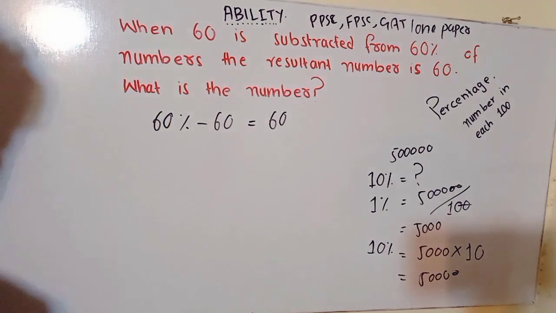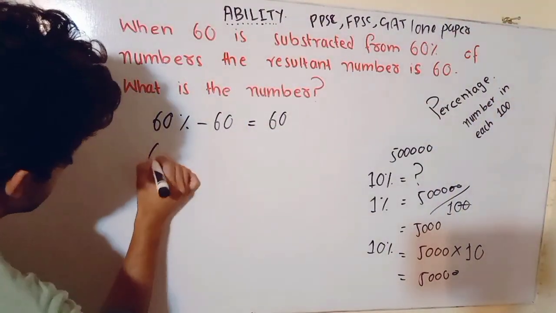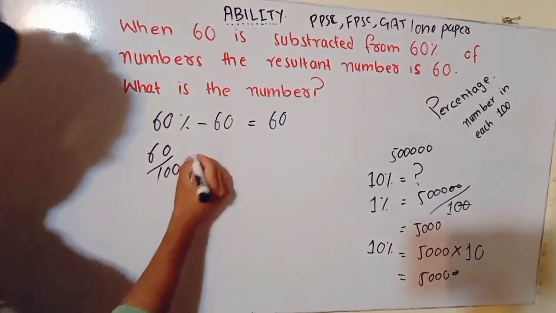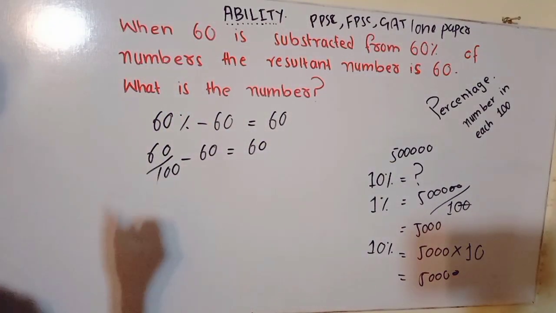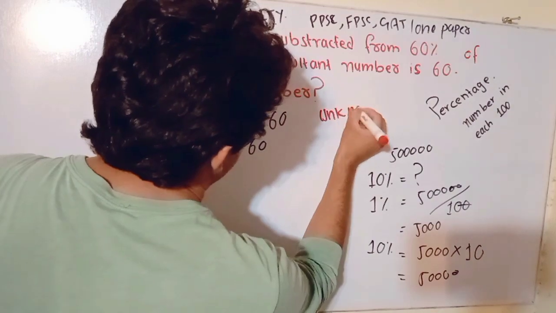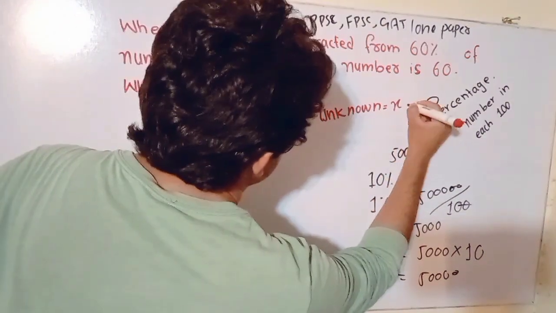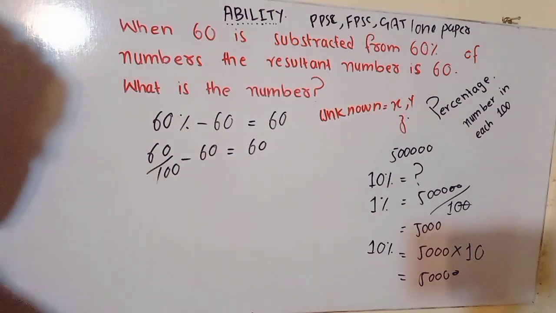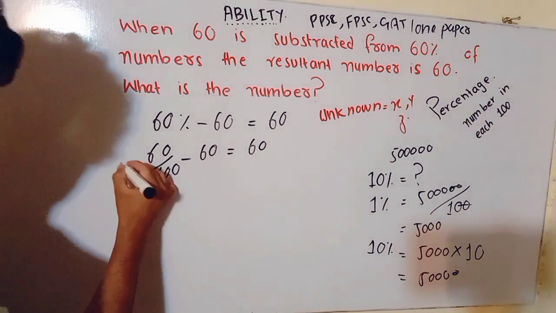When we remove this percent sign, we will divide it by 100. So 60 over 100, percentage symbol removed, minus 60 equals 60. The number we have to find, we will call the unknown number. We don't know about that number. You can say the unknown number may be X, may be Y, may be Z, whatsoever alphabet you choose. So we will multiply this number with that.